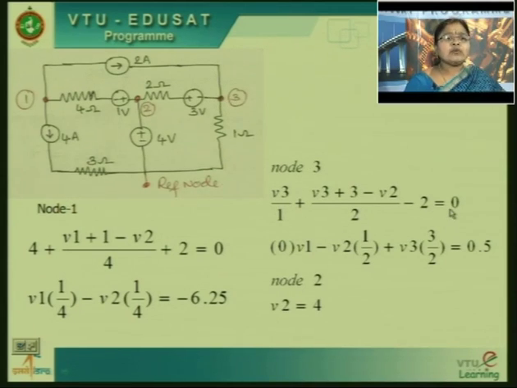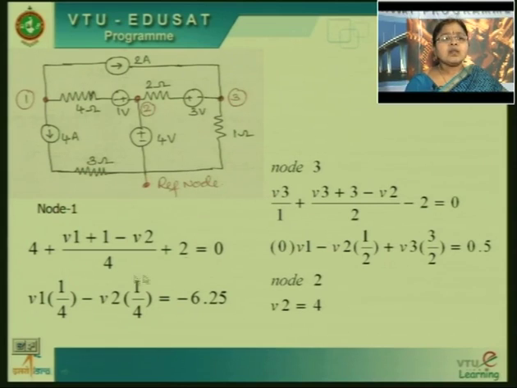So, we got 3 equations. Why did we get 3 equations? Because we had 3 independent nodes. The first node equation is this. Equation at node 2 we do not need to write because we have only a voltage source. You can directly write V2 to be 4, and the third equation is at node 3.